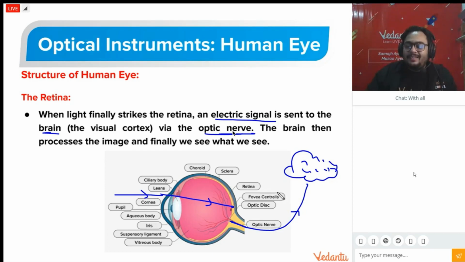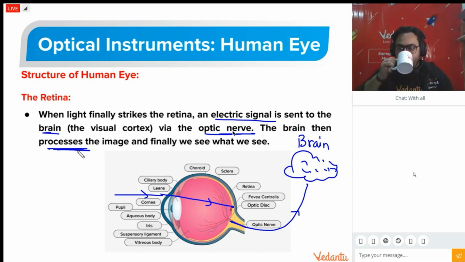No, I'm very far away from MBBS. Okay, this is your brain, if no one understood from the diagram. The brain processes the image, high processing power, and finally we can see. Okay. I don't know what the use of all this is in physics, but this was for your information. Okay.